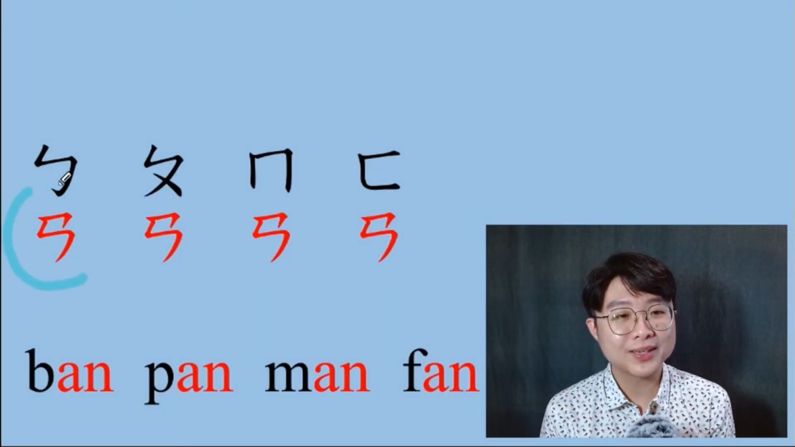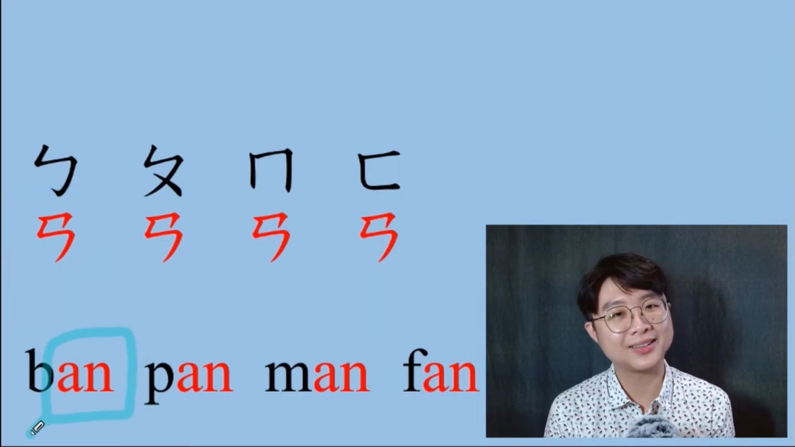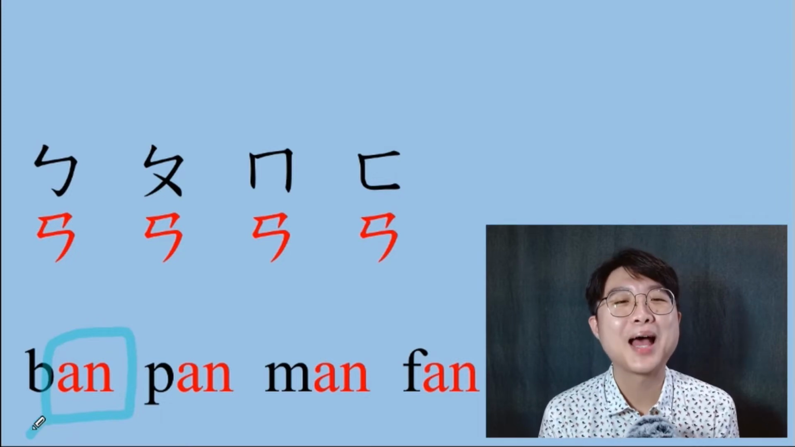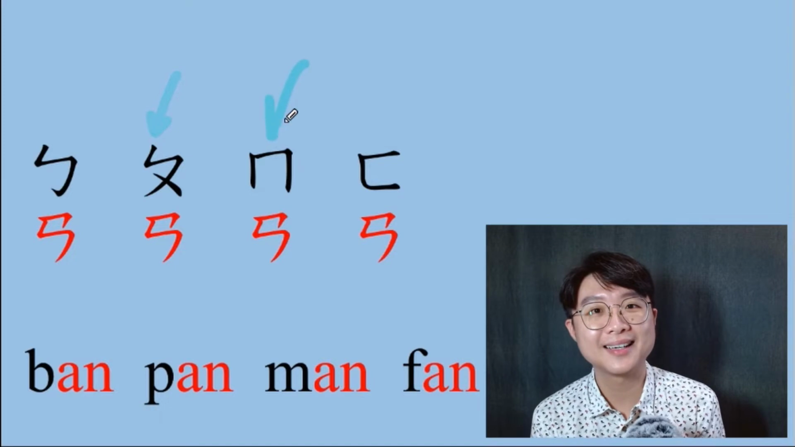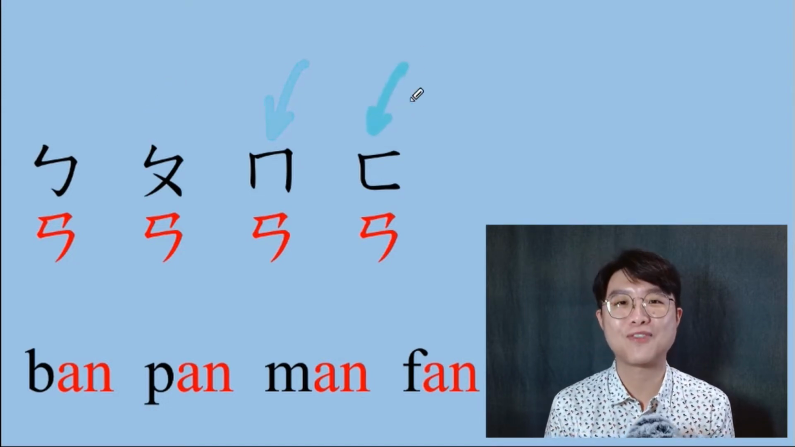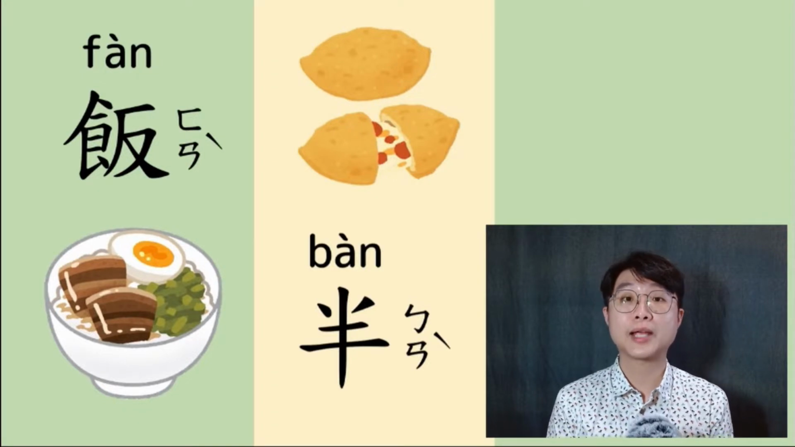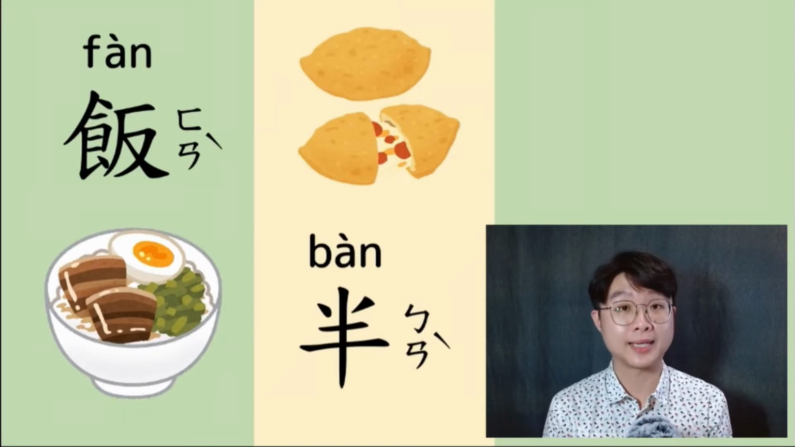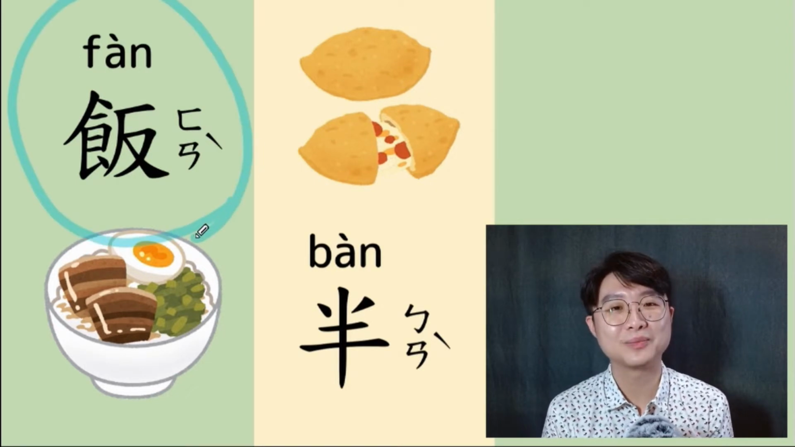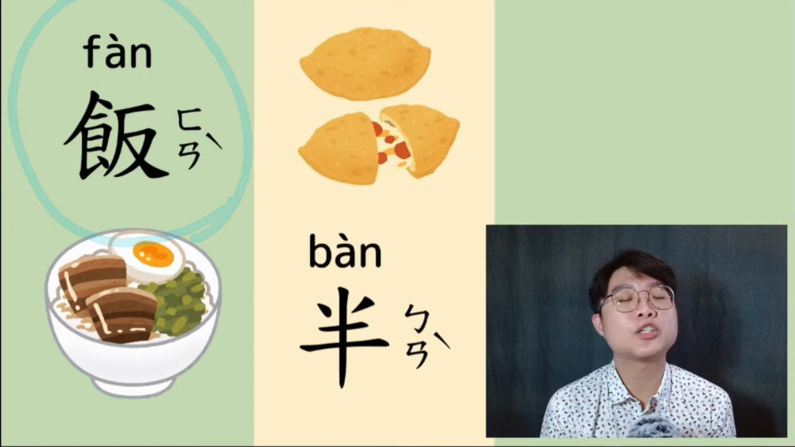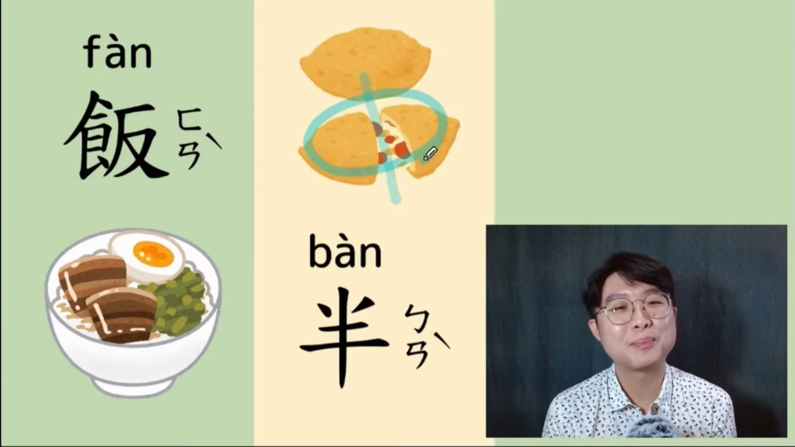And this vowel, this pronunciation is an. So follow me. Ban, pan, man, fan. Do you like rice? I love rice. Fan. And if it's too much, you cannot finish all of them, you can finish half of it. Ban.